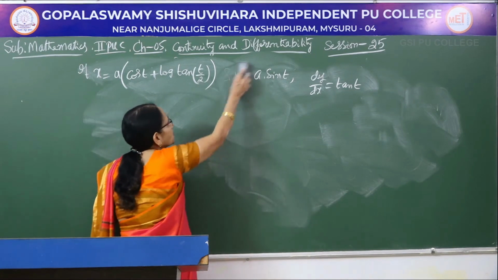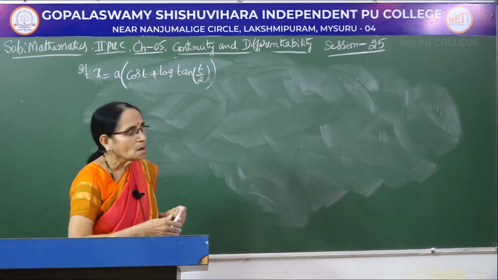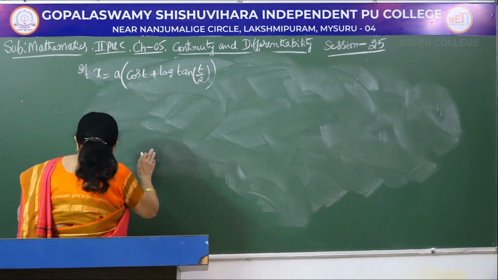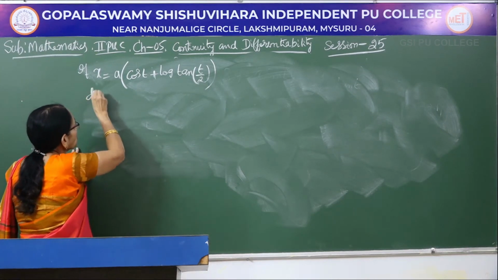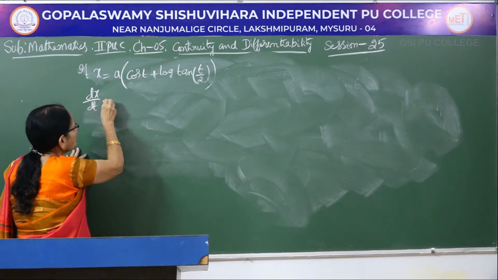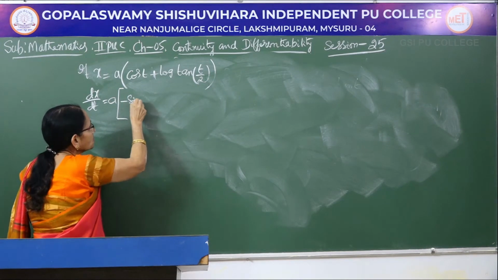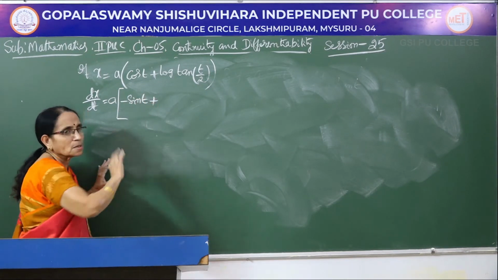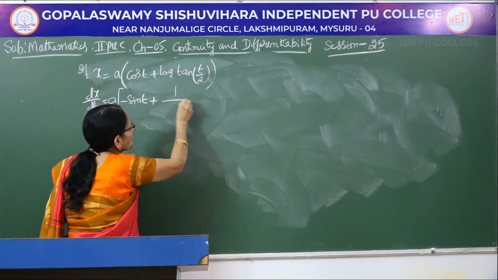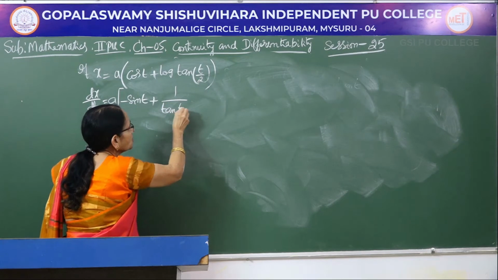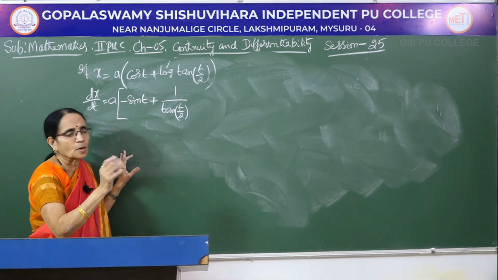Now, first let us differentiate x with respect to t in this problem. Carefully you do that one. Dx by dt equal to a into cos of t has the derivative sin of t. No problem in that one. Log of tan of t by 2. First you write 1 by tan of t by 2. So, log function is over. Log of anything is 1 over that one.